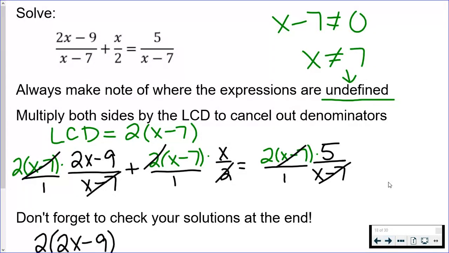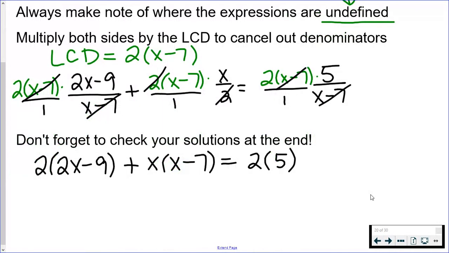So the first term, we're left with a 2 and a 2x minus 9. Second, we're left with x and x minus 7. And then finally, we're left with just 2 times 5. So now this just becomes an algebraic equation that we have to solve. We've got to get x by itself.